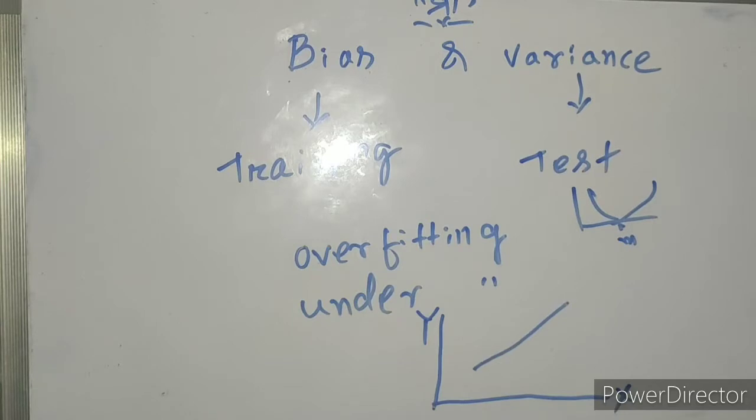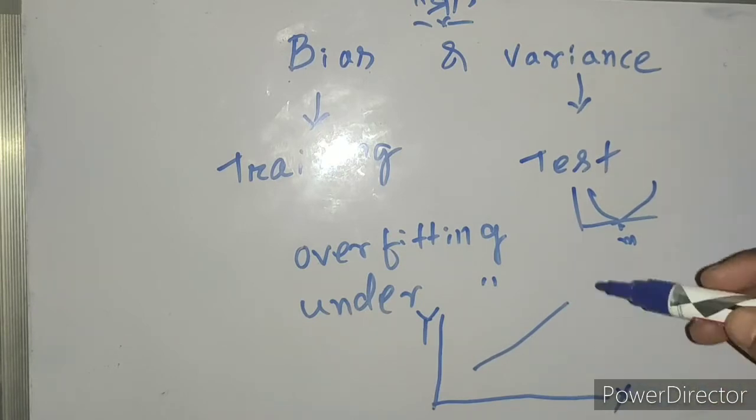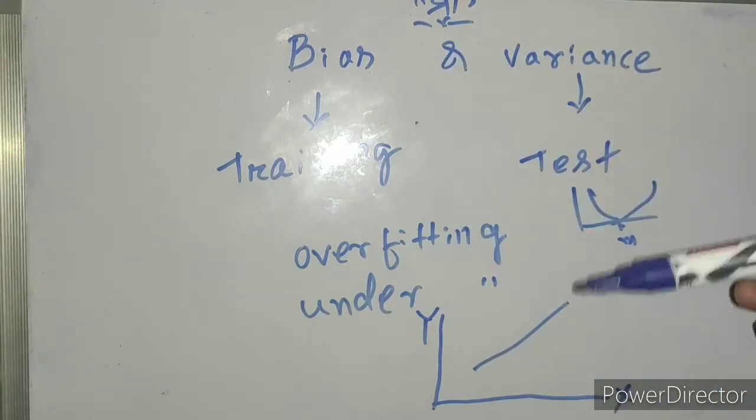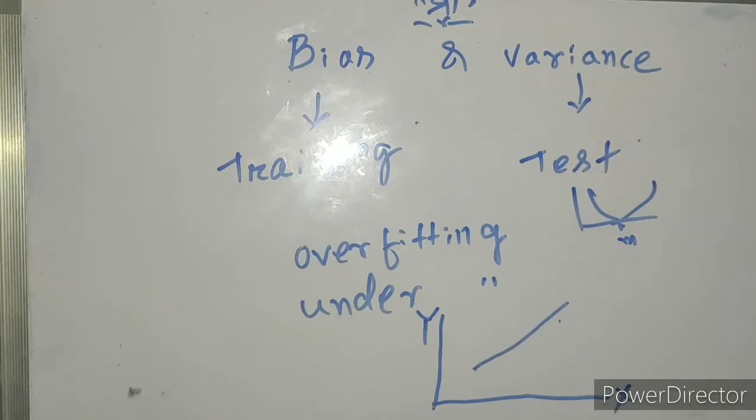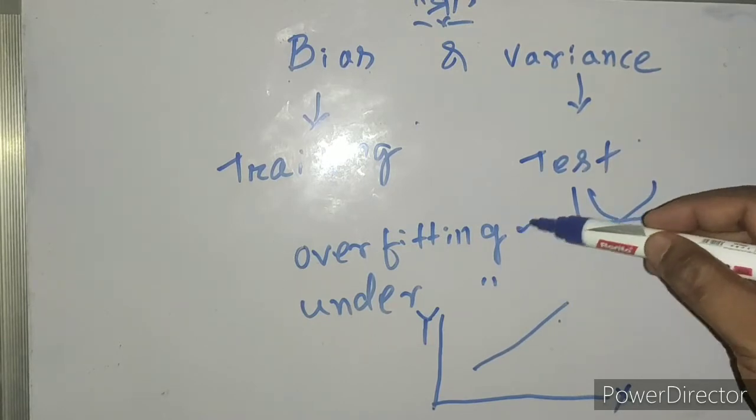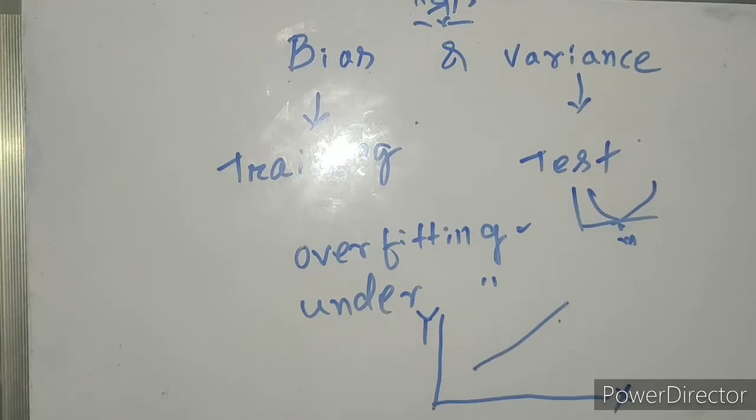Suppose our best fit line is best in our training set. Is there any guarantee that the best fit line will be best in the test set? There is no guarantee, but we can assume that it will fit properly on the test set. So let's assume this line is best in training, while it doesn't fit properly in test. That condition is known as the overfitting condition. How that happens, I will explain to you.